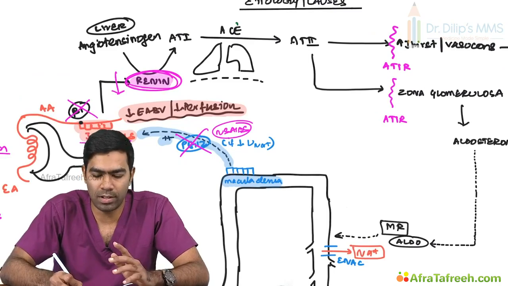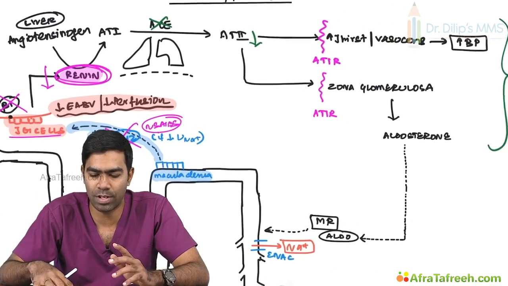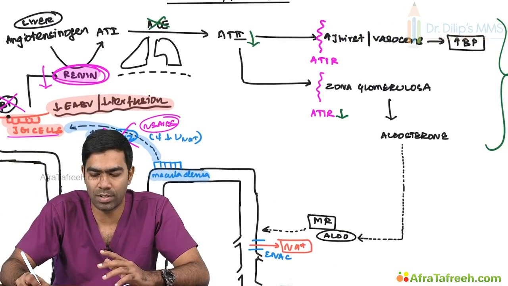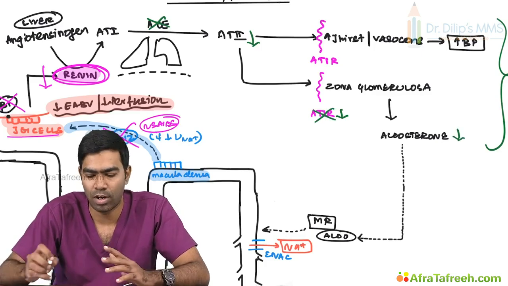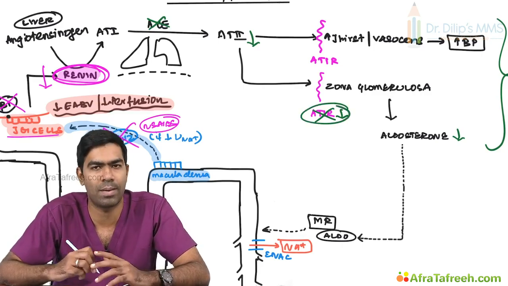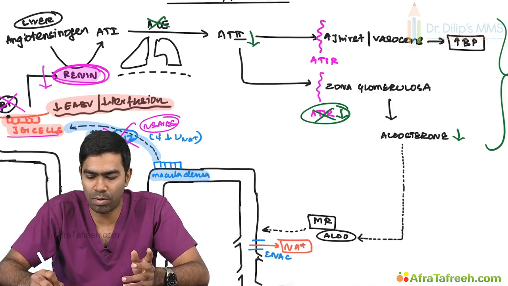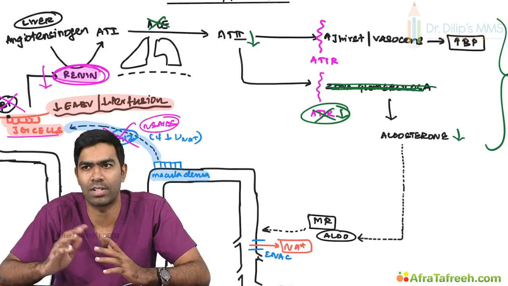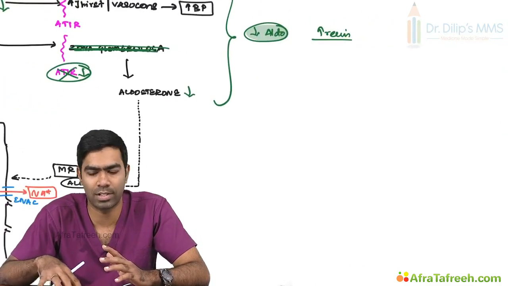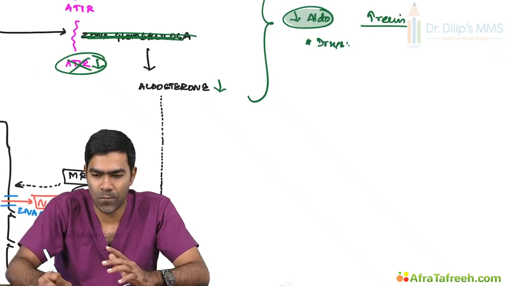So the problem could be drugs like ACE inhibitors, which will reduce angiotensin 2, which will result in reduced stimulation of AT1 receptors, and which will result in reduced aldosterone production. Or it could be angiotensin receptor blockers, same effect. Or it could be drugs like heparin, which also damages the angiotensin 2 receptors, producing a similar effect. Or there could be some problem in the zona glomerulosa itself, like adrenal insufficiency. A lot of causes of adrenal insufficiency we have discussed in the previous chapter itself, so I'm not going to discuss them anymore. So the causes include drugs like ACE inhibitors and angiotensin receptor blockers.